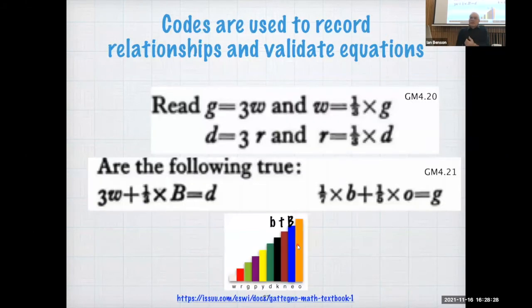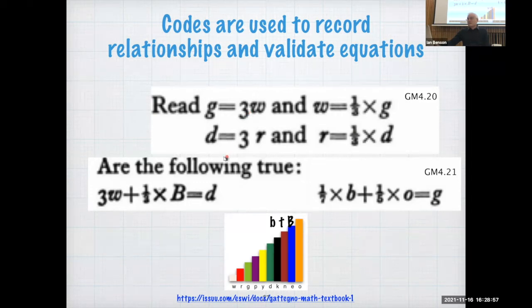So by the end of the first term of the first year of schooling, the children are reading and writing equations in this form. Green is equivalent to a multiple of three whites. And at the same time, a white is equivalent to a third of a green. Dark green is equivalent to three reds, and a red is equivalent to a third of a dark green. So the concept of a unit fraction as an operator is introduced at exactly the same time as numbers are introduced as multiples.